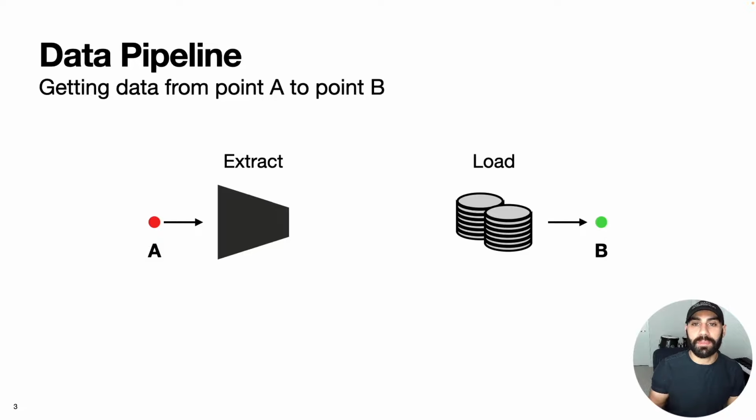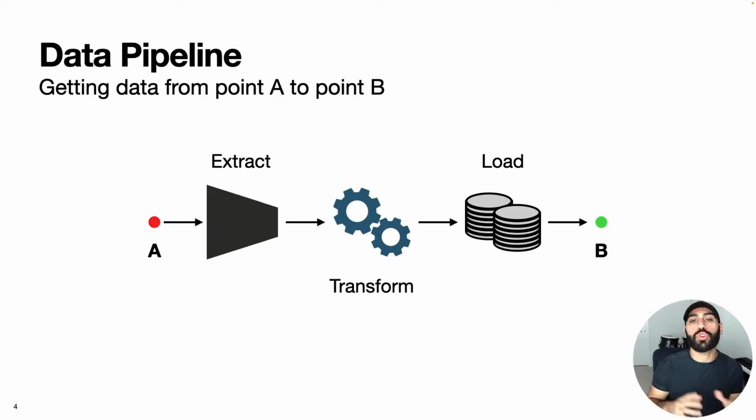So the simplest data pipeline would just consist of extracting data from point A and directly loading it to point B. However, for a lot of machine learning applications, it makes sense to have a step in between the extraction and the loading processes and to transform the data in some way. These three steps of extract, transform, and load are the three key elements of any data pipeline.